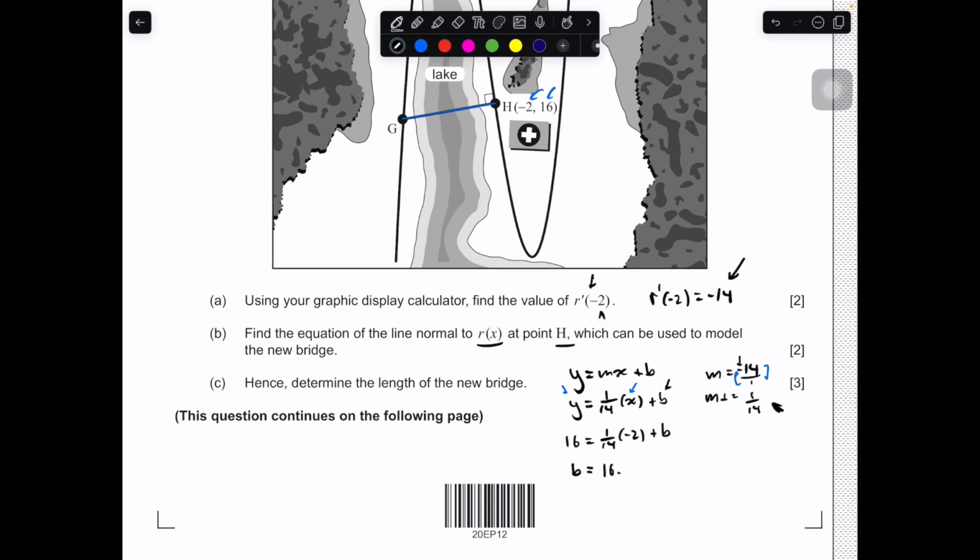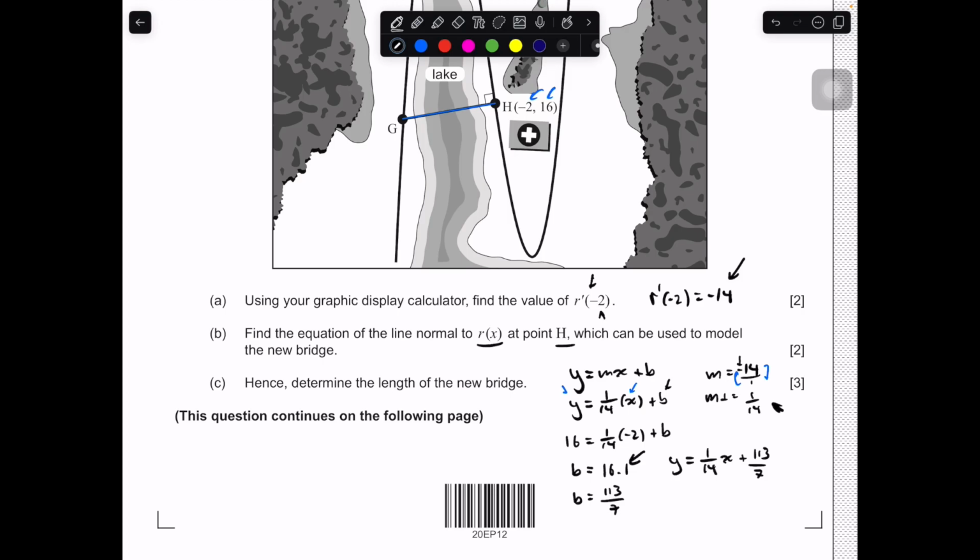As a decimal, b would be equal to 16.1428 and so on, or 16.1. As a fraction, it's equal to 113 over 7. So let's write it out. y is equal to 1 over 14 x plus 113 over 7. And if you want to write the decimal equivalent for both, that's perfectly fine as well. Just 3 sig figs. Alright.